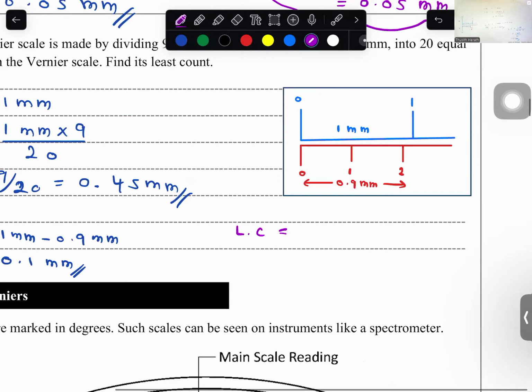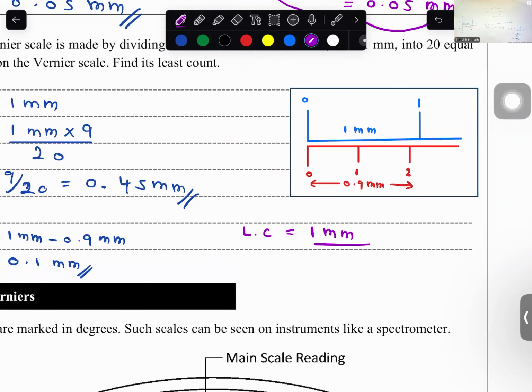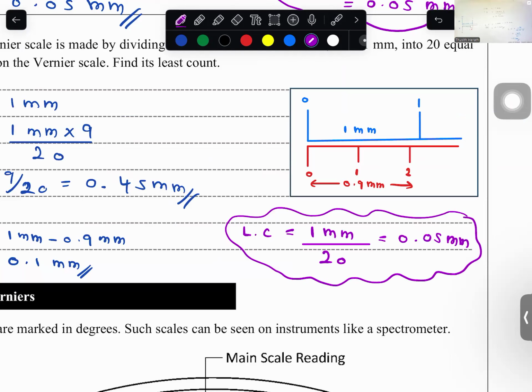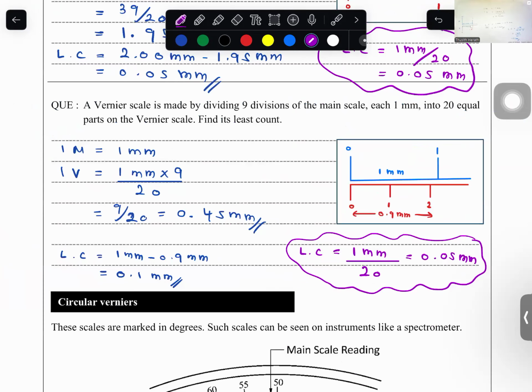We'll go to the short method. Length of a main scale division 1 millimeter. Number of vernier divisions 20. 1 over 20, 0.05, right? That is wrong. That's totally wrong. For these kinds of vernier scales, you see a difference between this one and the older ones, right?